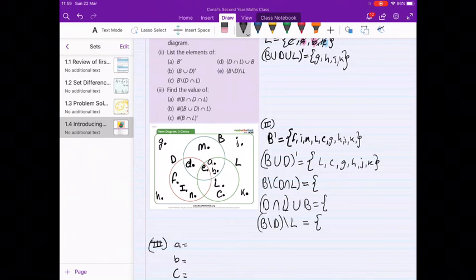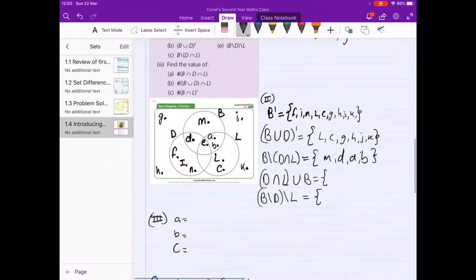So B complement, that's fairly straightforward. Just look at the set B and then exclude it, write everything else. Next one, B union D complement. Again, look at B and D in union together, exclude them and write out everything else. Then the next one's a tiny bit more complicated. So we have B without D intersection L. So we look at the set B and we have to exclude the intersection of D and L. So the intersection of D and L has E in it. So we have to write out B without E. So that's M, D, A, and B. Sorry, I should make that more like a D.